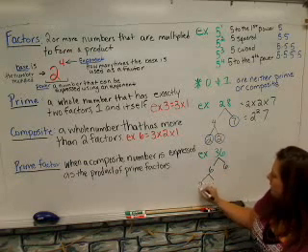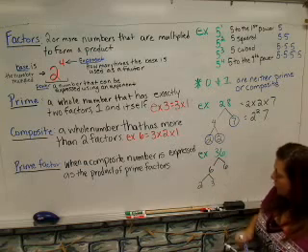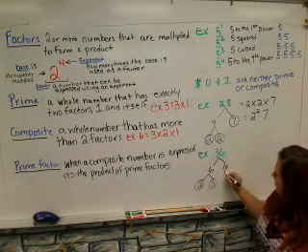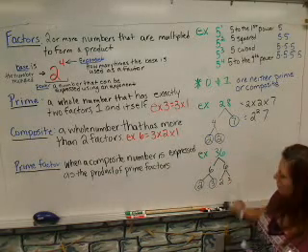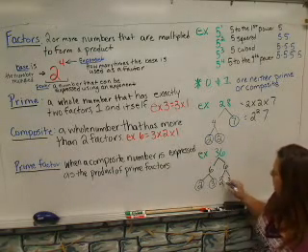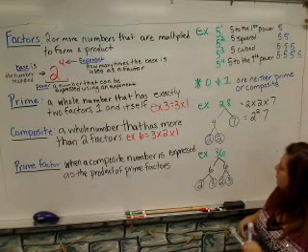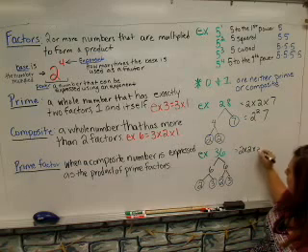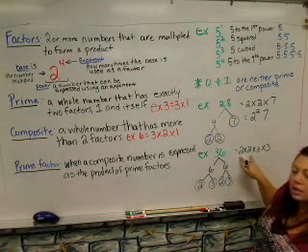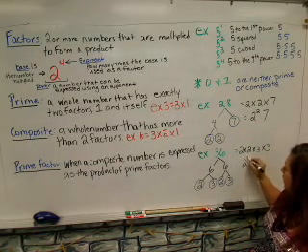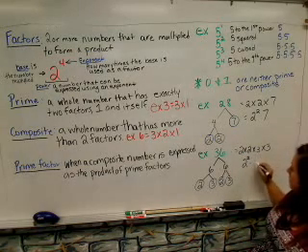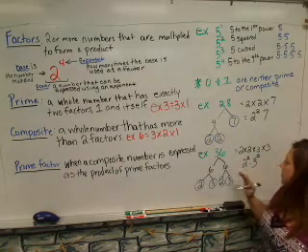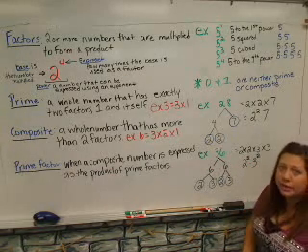6 is the same thing as saying 2 times 3. And I know both of those numbers are prime. And then 6 is also the same thing as saying 2 times 3. And I know both of those numbers are prime. So we have 36 equals 2 times 2 times 3 times 3. Okay? 2 times 2 is the same thing as saying 2 squared. 3 times 3 is the same thing as saying 3 squared. So the prime factorization of 36 is 2 squared times 3 squared.